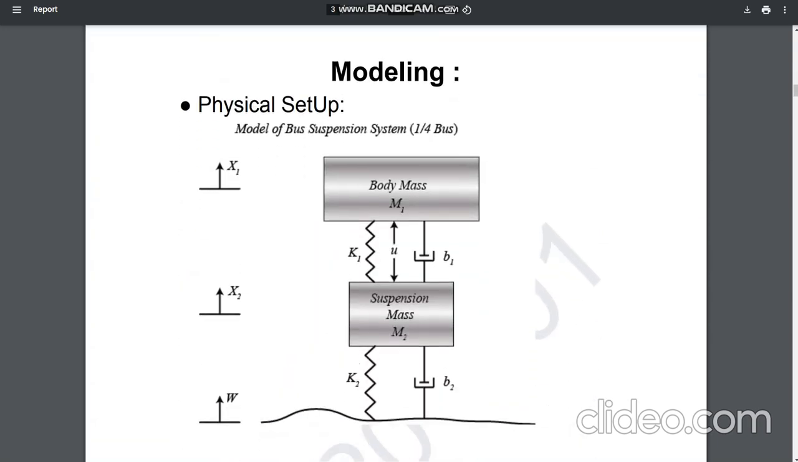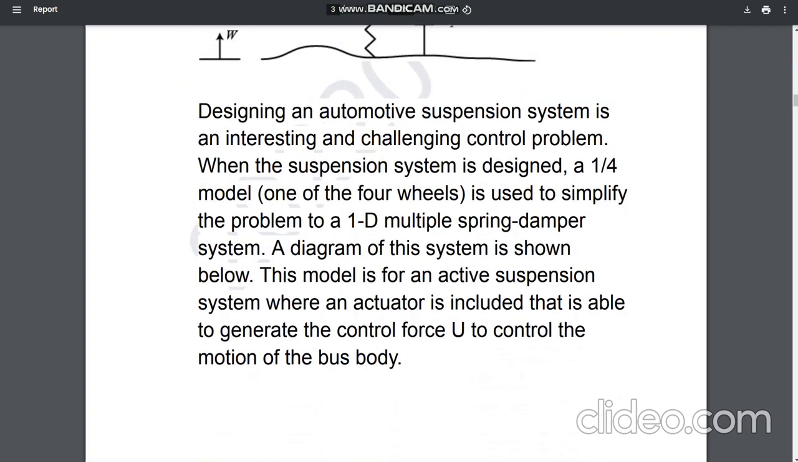In the modeling, the physical setup of the suspension system is from this image: body mass, suspension mass, K1, K2, suspension constant. Designing an automatic suspension system is an interesting and challenging control problem.